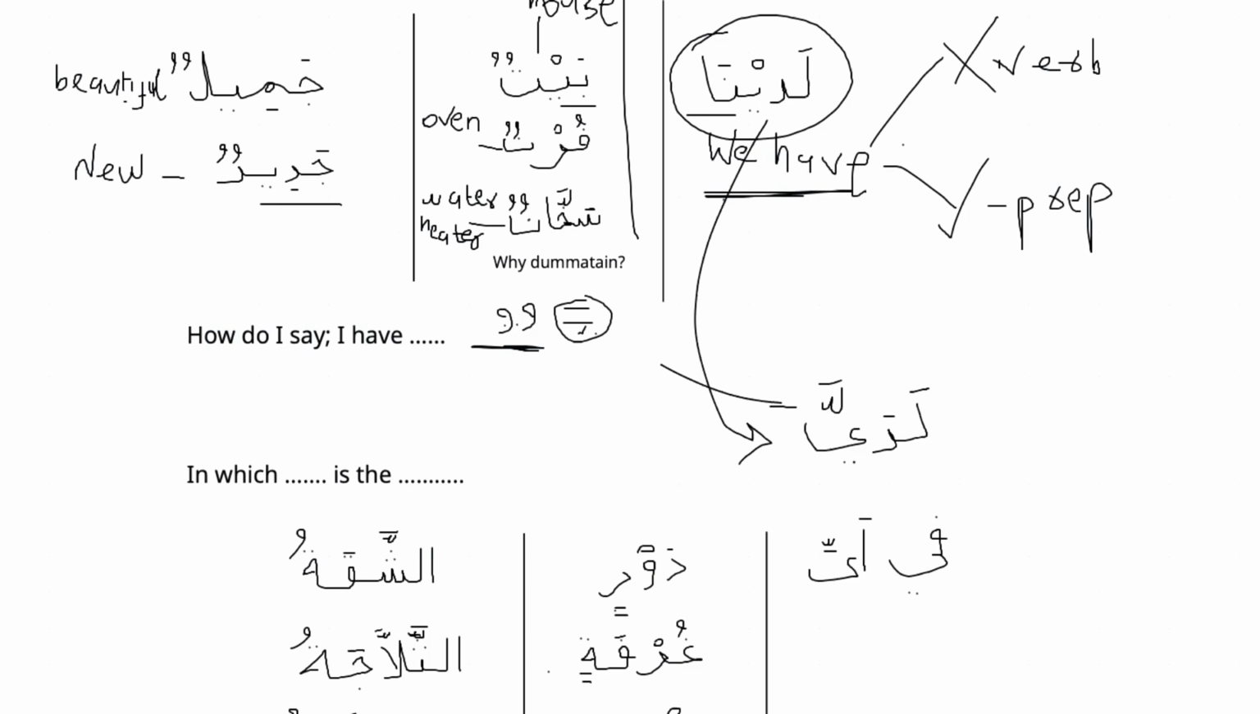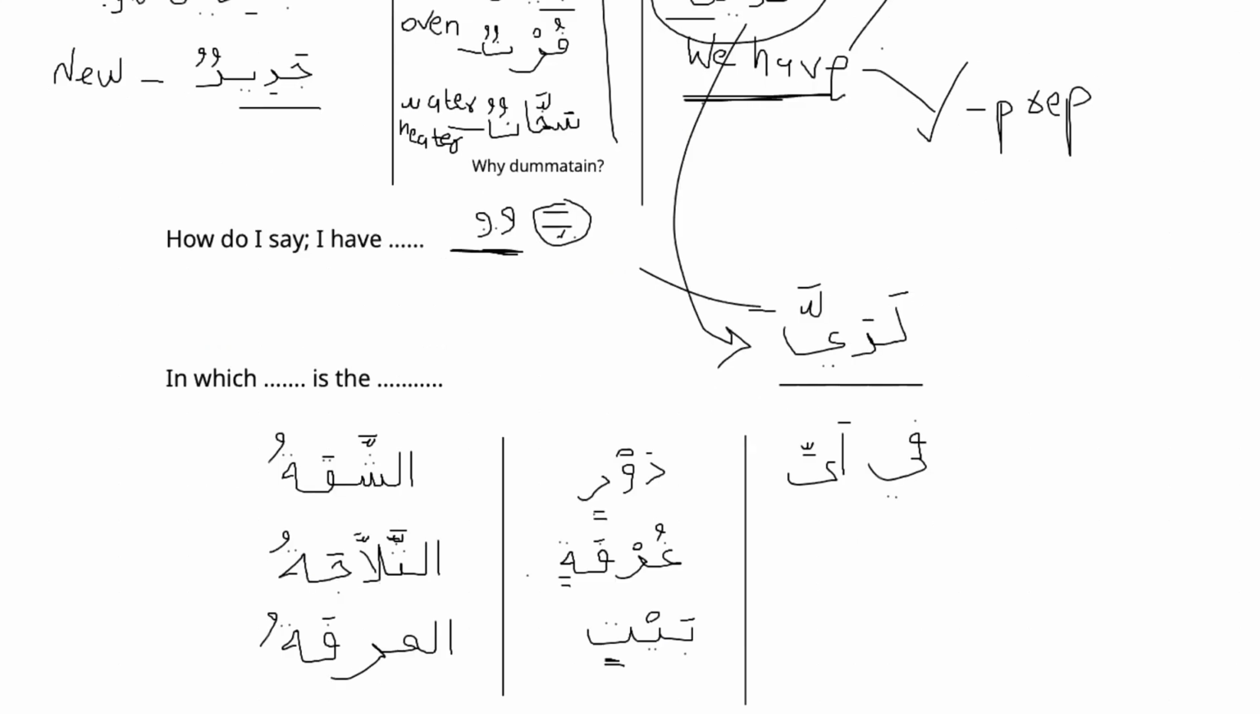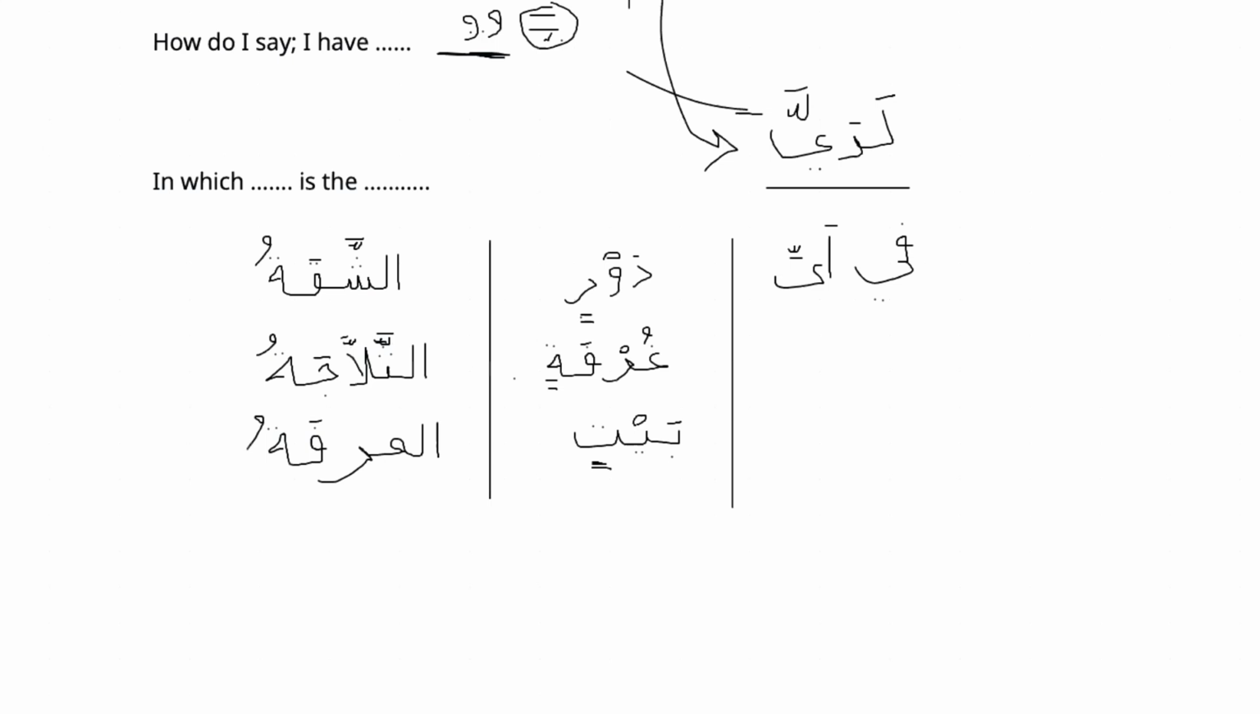So ladayya in place of ladayna. Now we move to our last group of sentences that we're going to learn. In which dash is a dash. So probably, let's see, you wanted to ask in which room we have the fridge. Okay, wanted to ask in which of the rooms do we have the fridge.